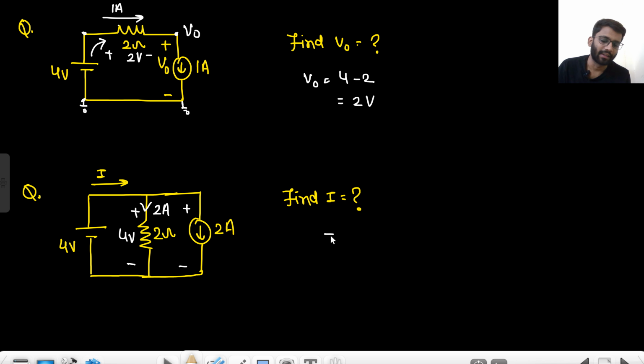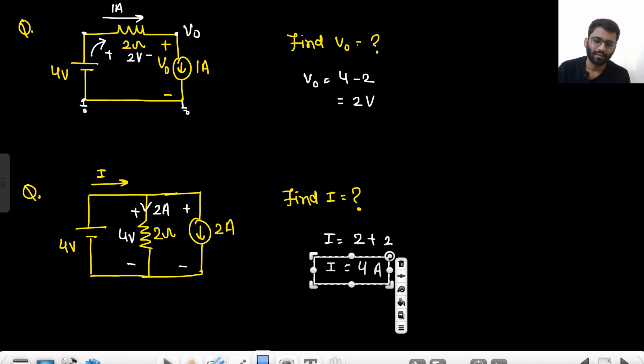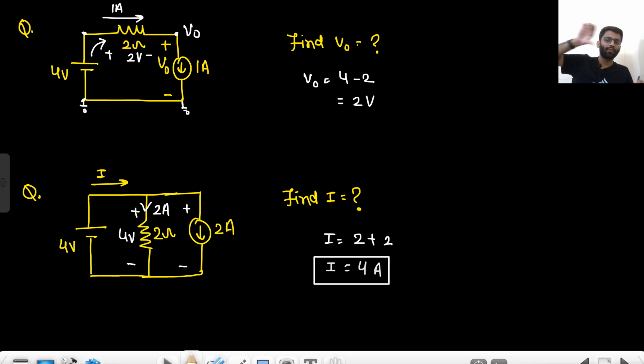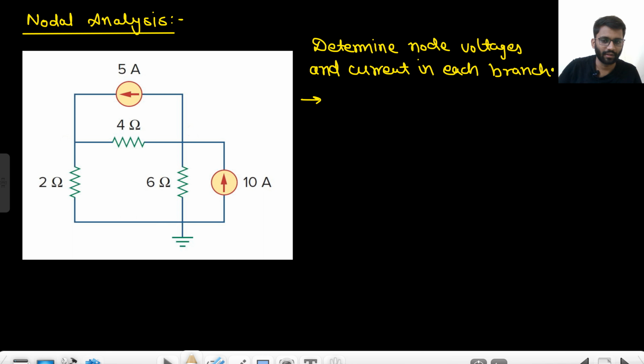So what will be the value of I? I will be 2 ampere plus 2 ampere, right? 2 ampere plus 2 ampere equals 4 ampere. Are you getting it? I will be equal to 4 ampere, right? 4 volt, 2 ampere, 2 ampere. So total current will be 4 ampere.